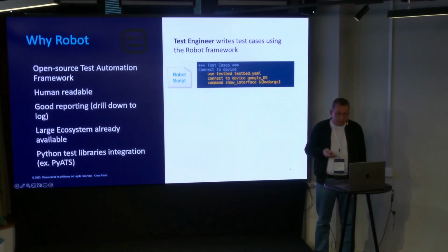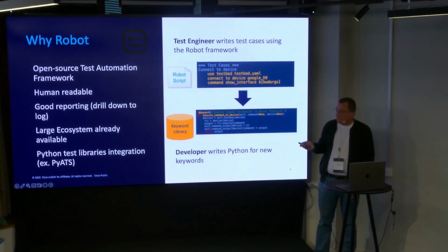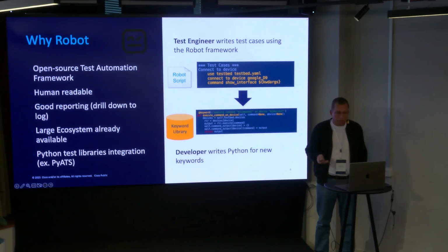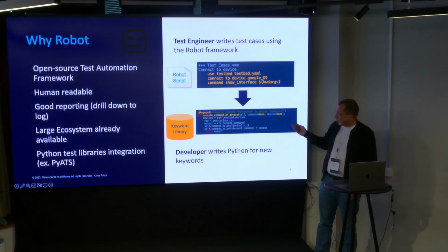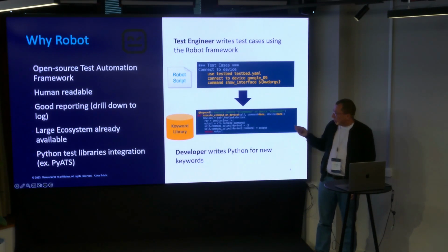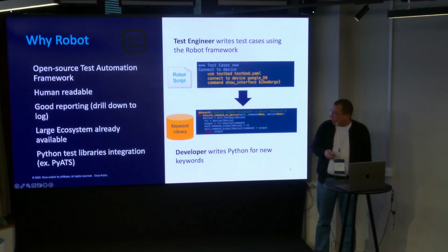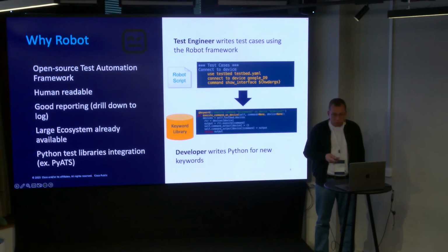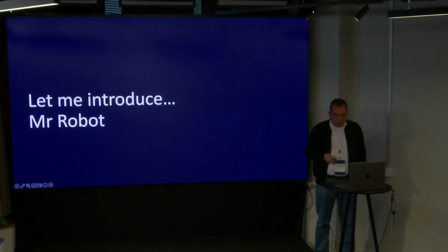And as Robot is Python based, it's really easy to integrate it with Python. If you need an additional keyword that no one from the community has already built, you have a Python developer, or you use Python yourself, it's really easy. As you can see, you create just a simple Python function with proper annotation, and it will just work. You will import it to your robot script, and it will work.